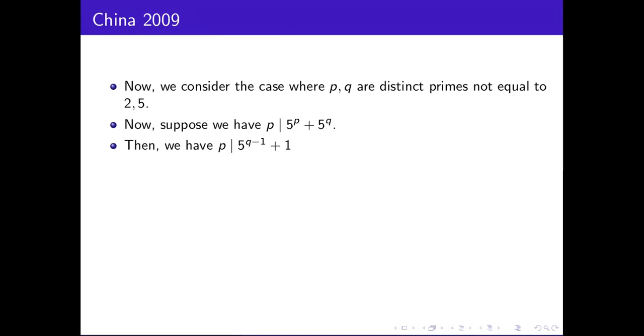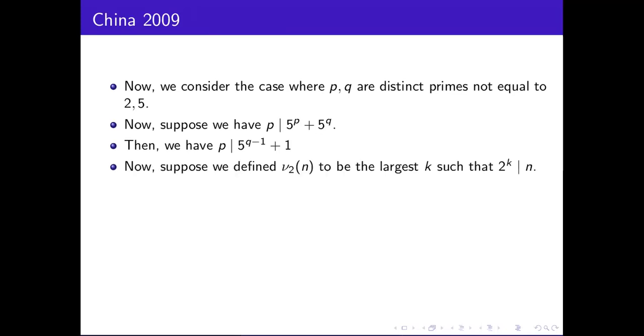So now we're going to be defining something called v2, right? So v2 of a number n is the largest power of 2 dividing it. You can think about it as basically how many times does 2 divide a number, right? So for example, v2 of 4 would be 2, v2 of 12 would also be 2.